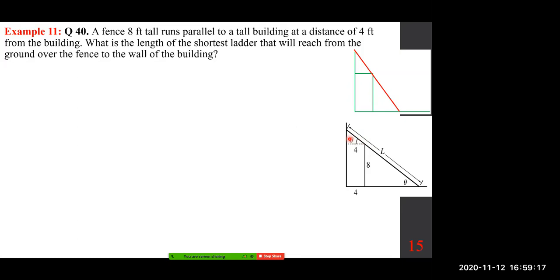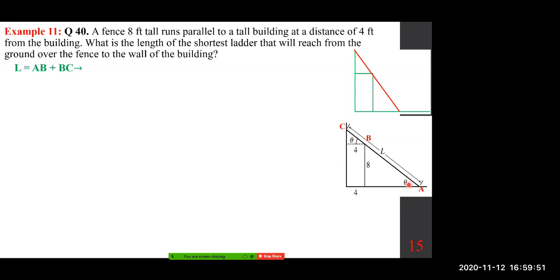We are interested in finding L, where L is the sum of AB and BC. Class, L is AB plus BC. So in this triangle, we find AB because we have 8. In this one, we find BC because we have 4. So we are going to relate each one to theta.